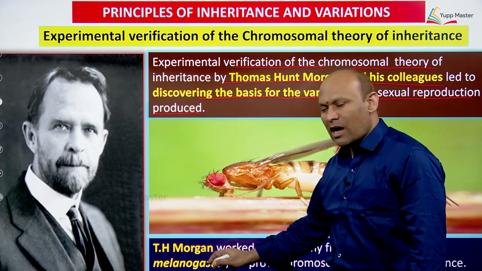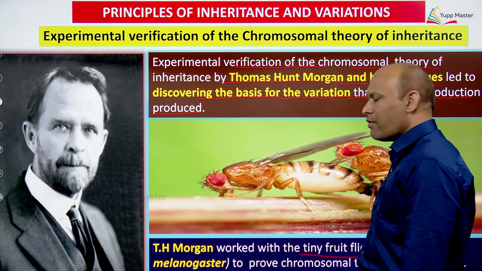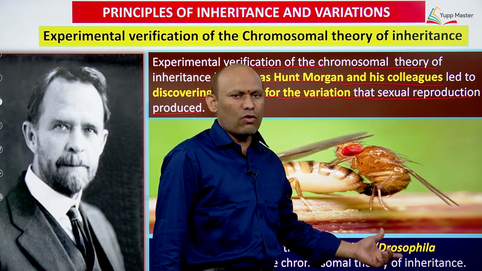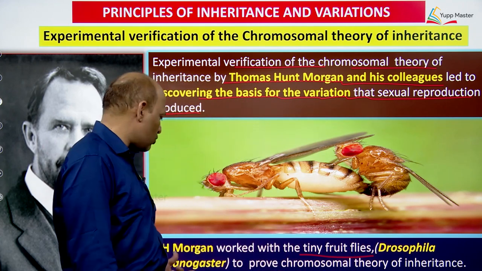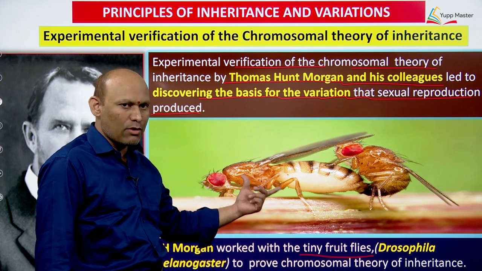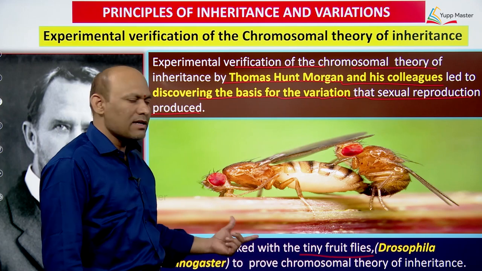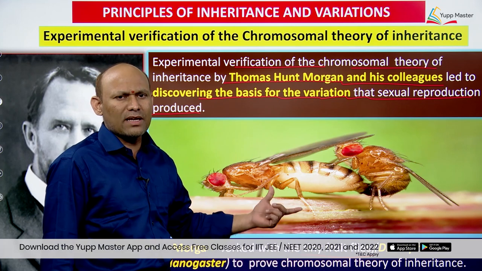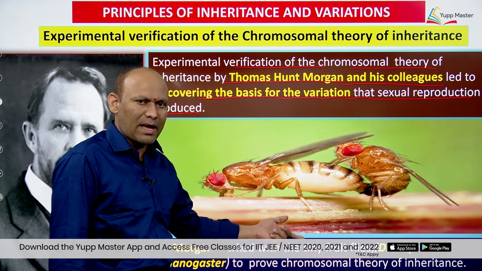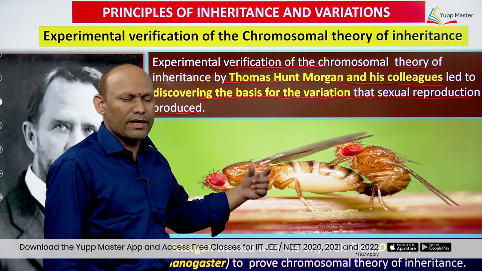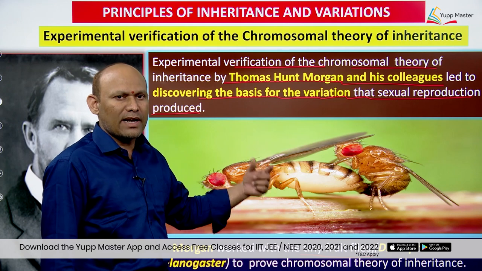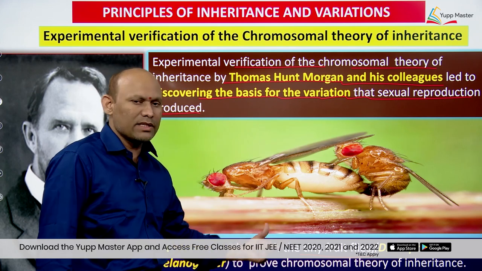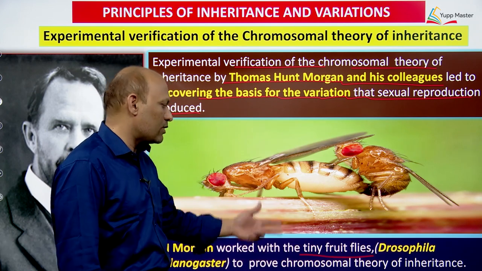And one more thing, Thomas Hunt Morgan worked with tiny fruit flies, dear students. The scientific or zoological name of the fruit fly is Drosophila melanogaster. This is Drosophila melanogaster. It's very important, you need to remember this. So Thomas Hunt Morgan performed experiments on tiny fruit flies, Drosophila melanogaster, in order to prove, or cross-check, the chromosomal theory of inheritance, dear students.